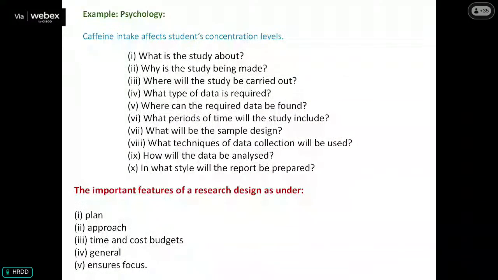It's about psychology. What is the study being made? Because it will help improve the students' performance. Where will the study be carried out? तुमको define करना है. What type of data is required? Huh? Exam का output of the students, like that.